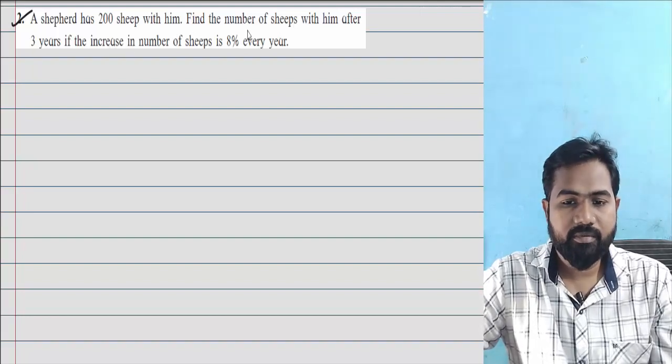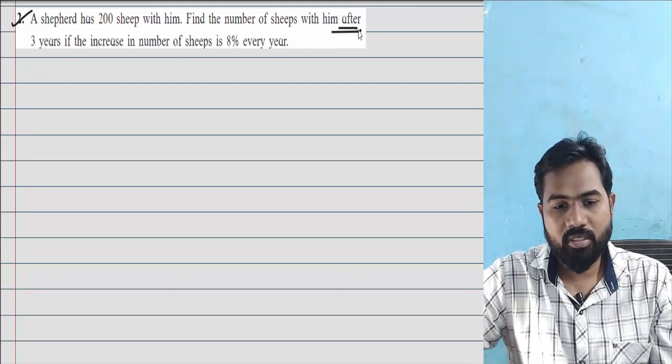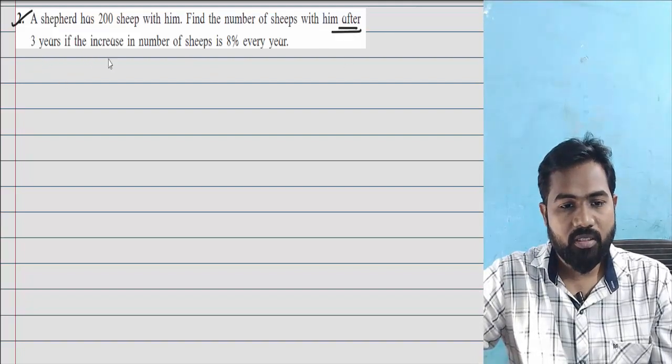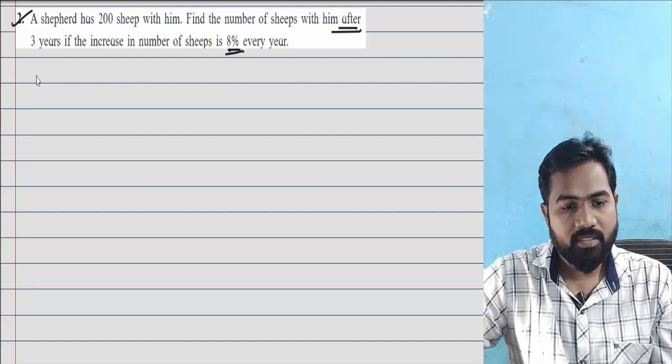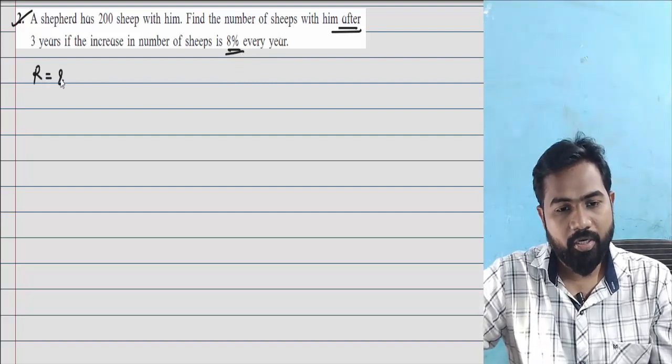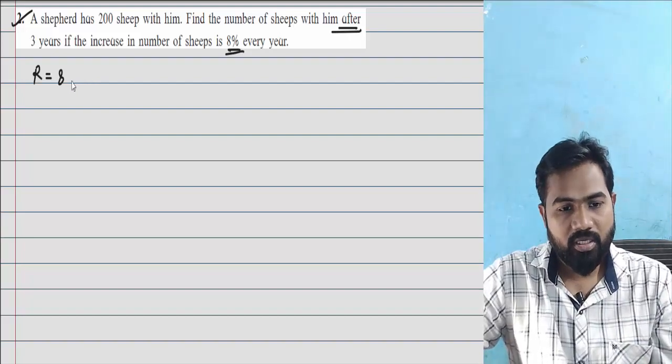Find the number of sheep with him after 3 years. Now see what is coming after 3 years. The number of sheep is increasing by 8% every year. So what is the 8%? It is the rate. That means on 100 every year 8 sheep are increasing. So that is 8%.